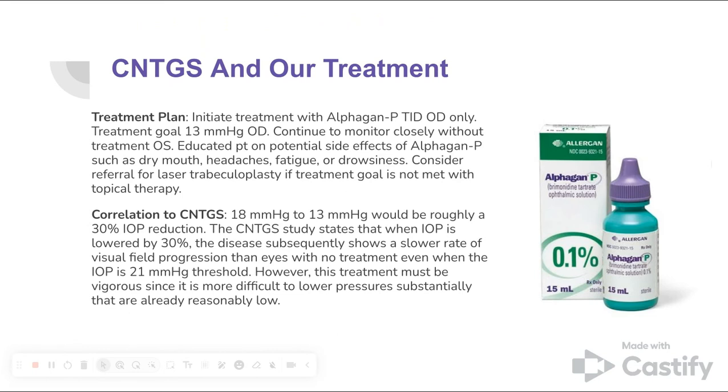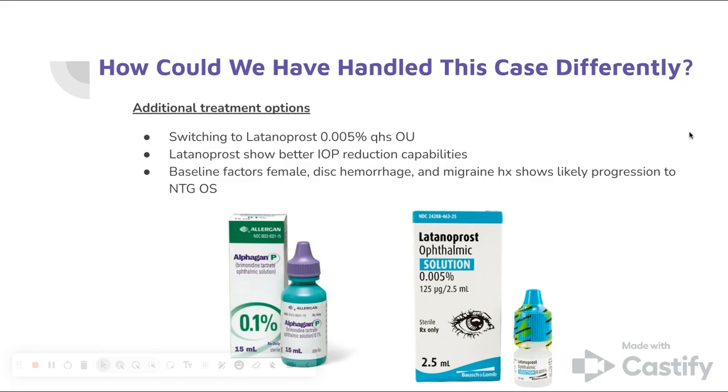Now, in relation to our study, a drop from 18 to 13 in the IOP would be roughly a 30% reduction, which our study states that when IOP is lowered by 30%, the disease showed a slower rate of visual field progression compared to eyes with no treatment. However, this treatment must be vigorous since it is more difficult to lower pressures substantially that are already reasonably low. For how we could handle this case differently, an alternative treatment could be going to latanoprost in both eyes, as it has slightly better IOP reduction capabilities, and based on her previously mentioned risk factors, she's likely to progress in that left eye, so treating both eyes could be an alternative treatment.